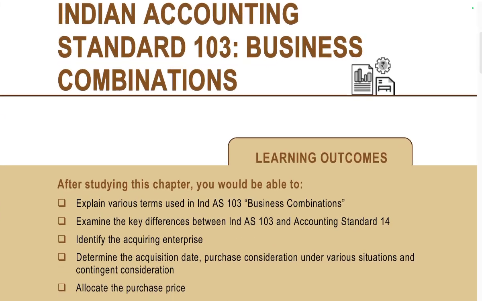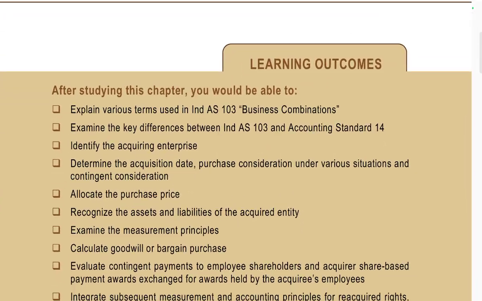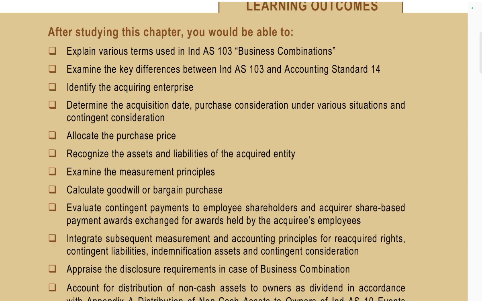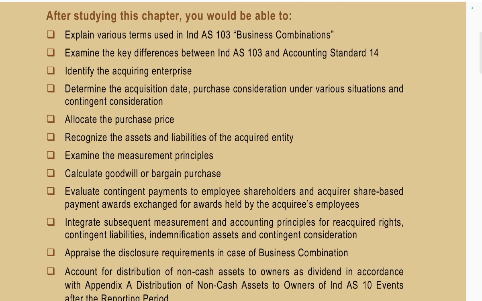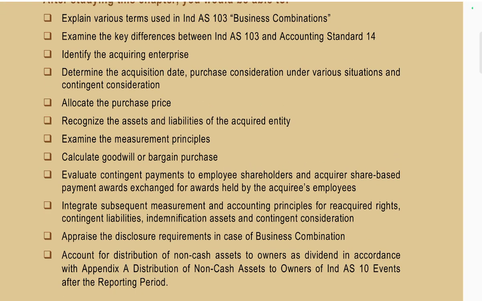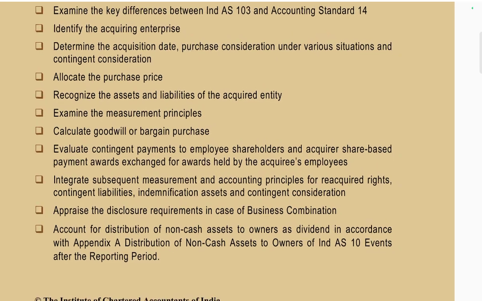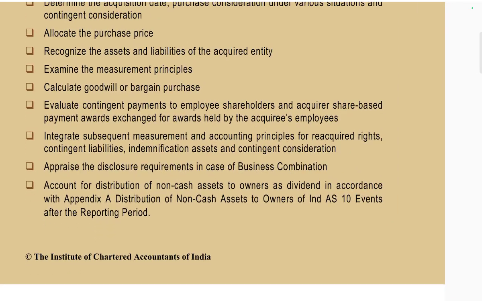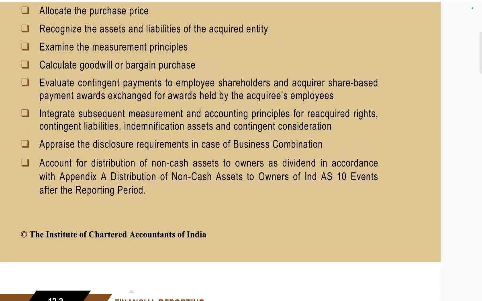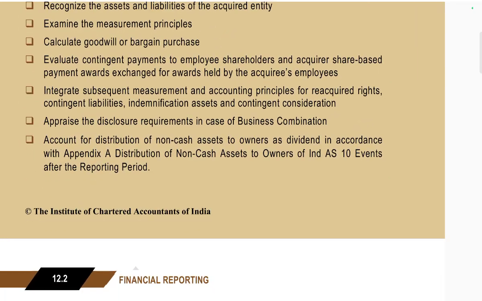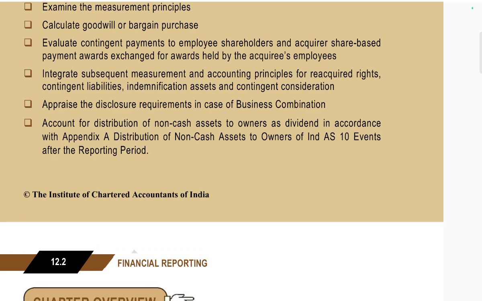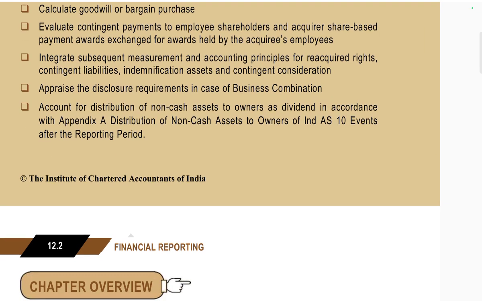Indian Accounting Standard 103, Business Combinations. By studying this, you will be able to explain the real business combination and examine the key differences between the earlier standard and Ind AS 103 on accounting and reporting. Identify the acquiring enterprise. Determine the acquisition date and purchase consideration under various situations and contingency. Allocate the purchase price, recognize assets and liabilities of the acquired entity. Examine the measurement principles, calculate the bargain purchase gain.